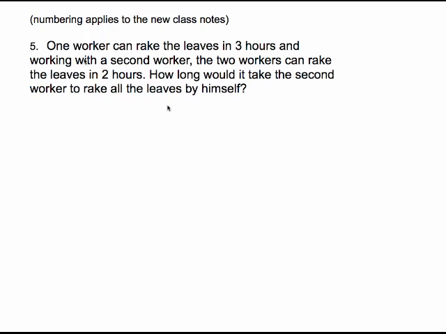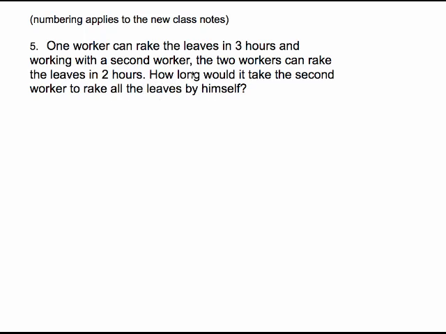This video will cover a couple different kinds of word problems that were not on the other 6.6 rational equation word problems. So this says one worker can rake the leaves in 3 hours, and working with a second worker, the two workers can rake the leaves in 2 hours. How long would it take the second worker to rake all the leaves by himself?